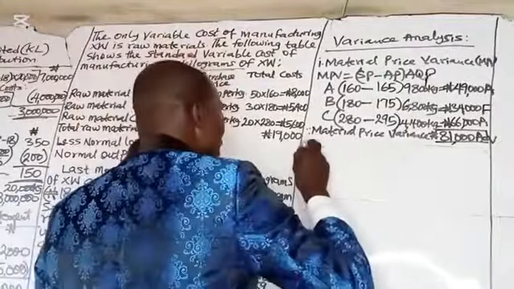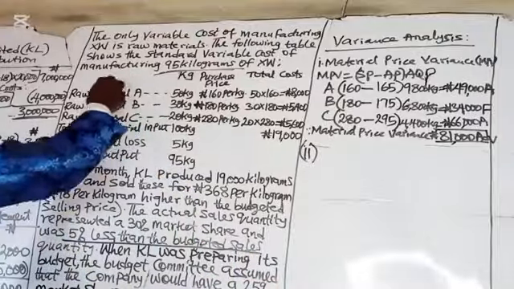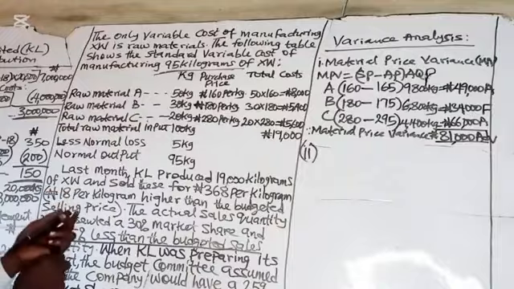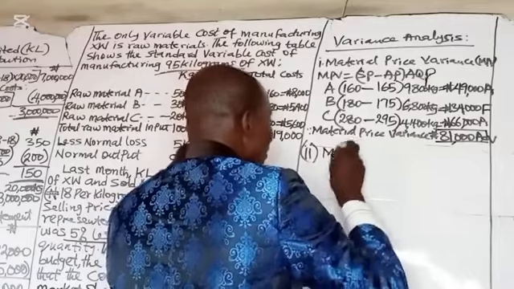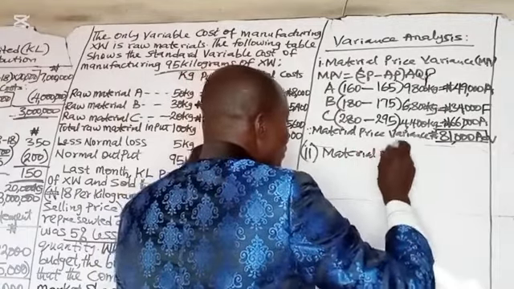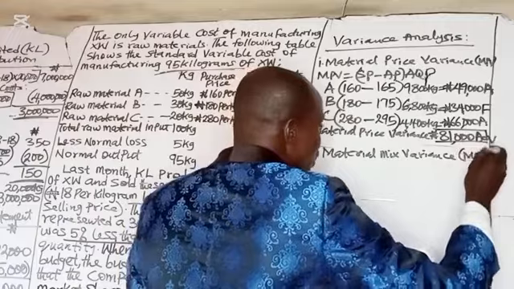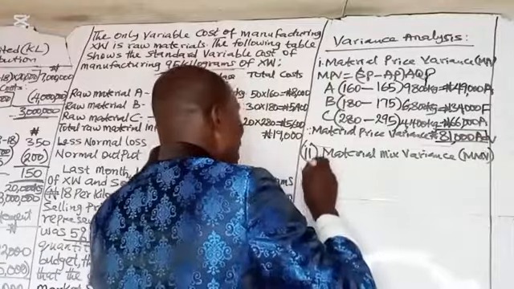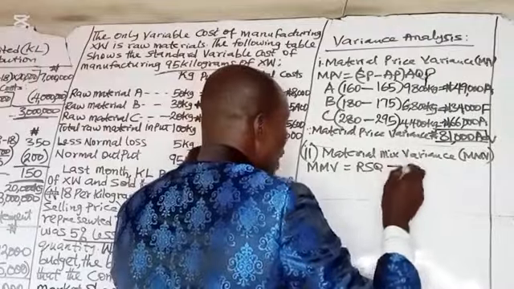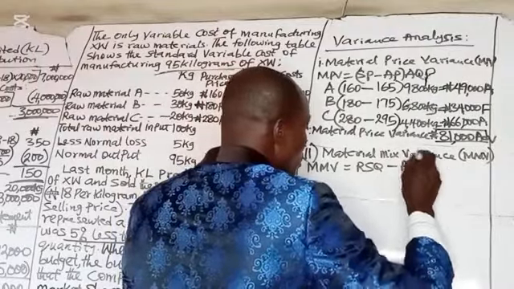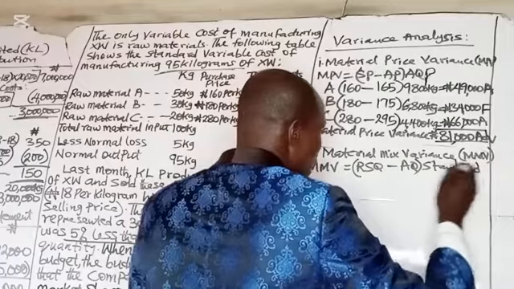Since the mixture of these materials were used, you can compute the material mix variance. If you have watched my earlier video, I've told you that material mix variance is revised standard quantity minus actual quantity multiplied by the standard price.